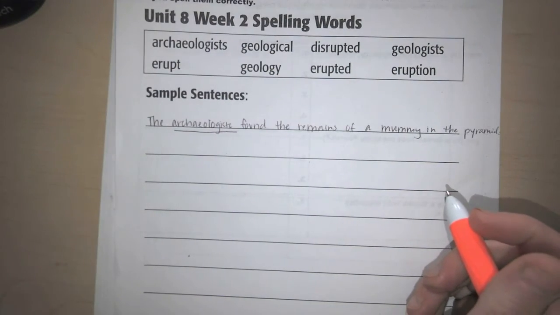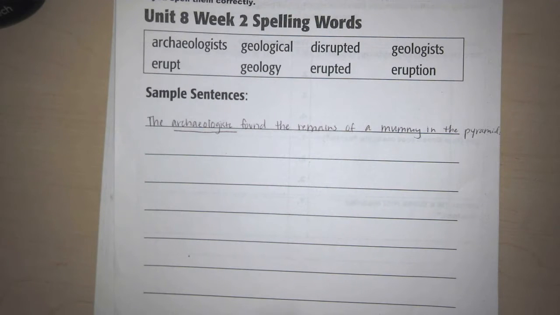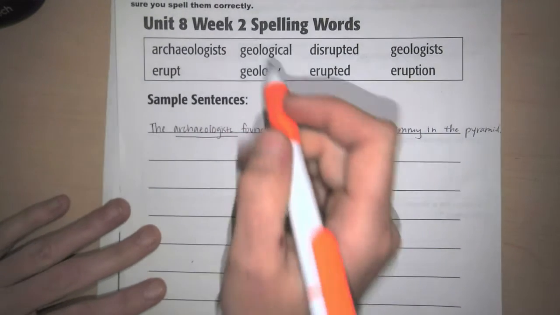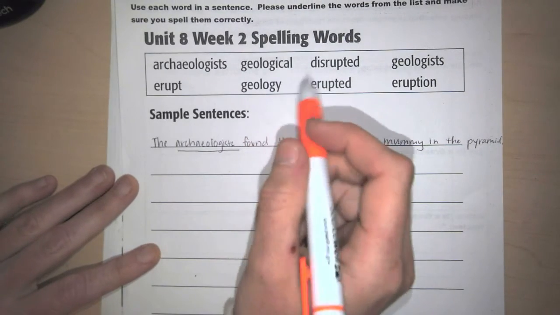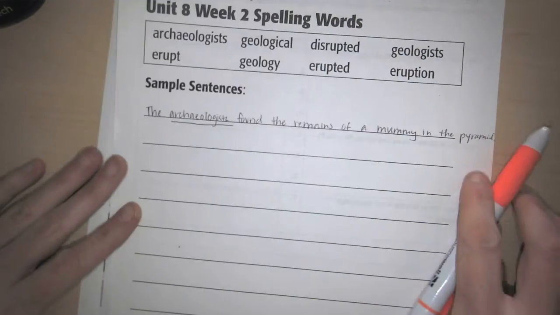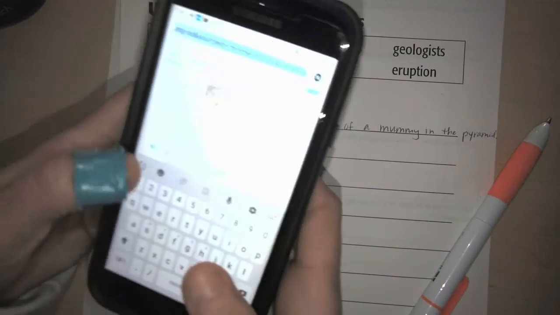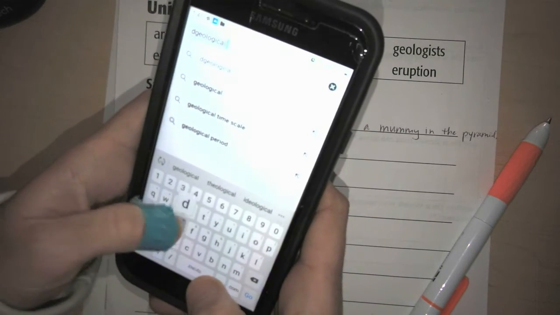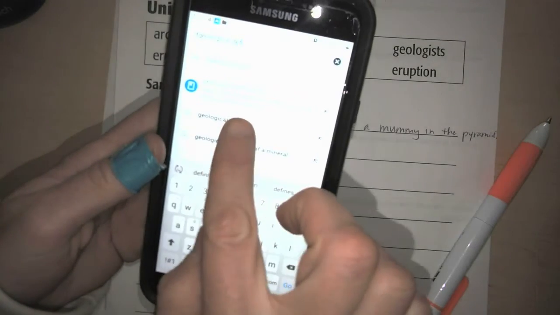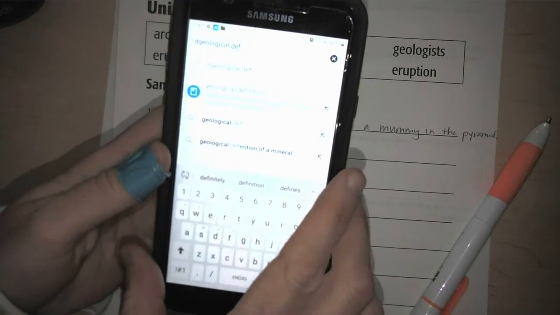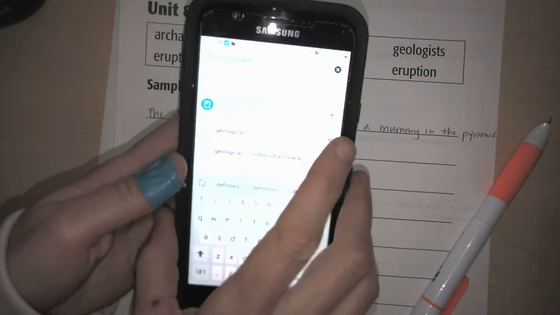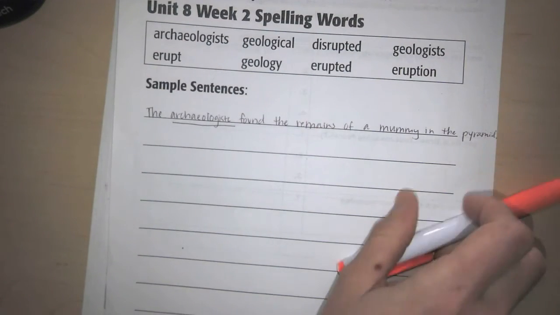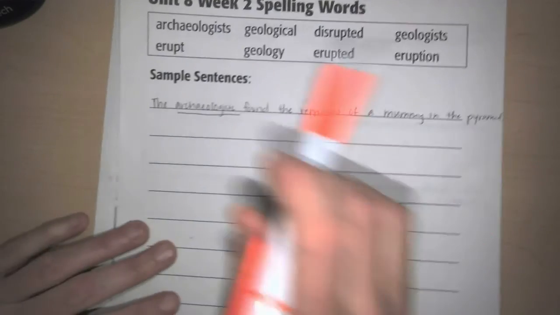Next word, geological. Like I said before, geology has to do with the earth. A geologist is somebody who studies the earth. Geological would be a formation type thing in the earth. But just in case I wasn't sure, I can once again search geological definition: relating to the study of the earth's physical structure and substance. You can't read that, but trust me, that's what it says.